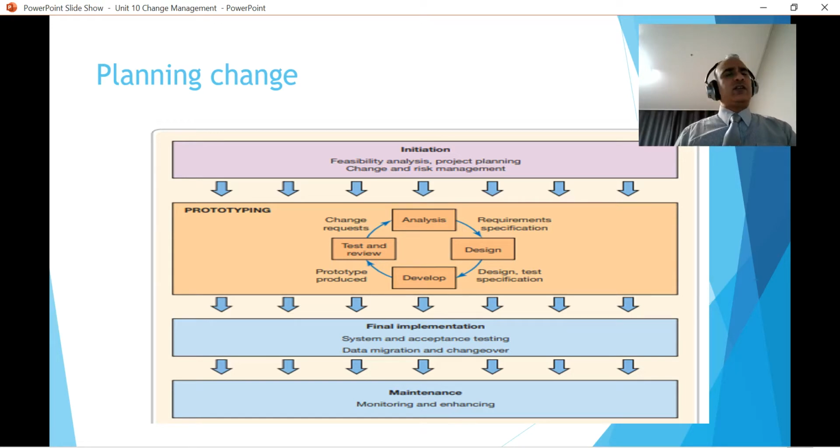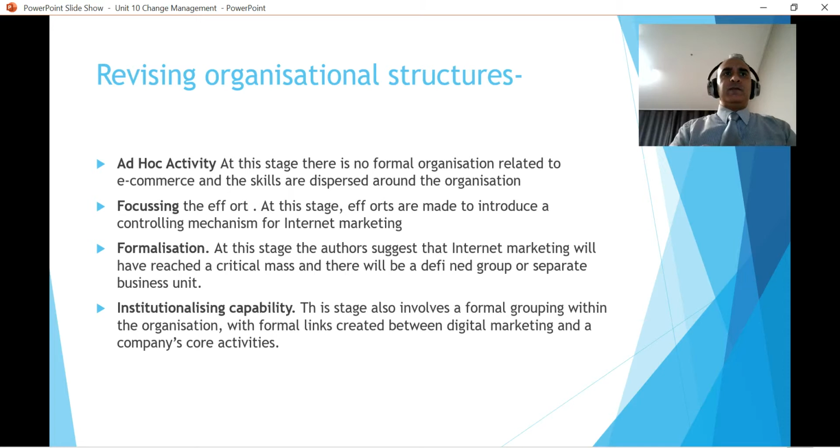Comes implementation, and then of course the maintenance, where we check and see whether these processes are good or not. Okay, so we have to revise the organizational structure. We have to understand that initially there are ad hoc activities. At this stage, there's no formal organization related to e-commerce. There are probably some systems, but scattered around the company, and we don't understand them. Then we focus the efforts on moving more onto e-commerce.